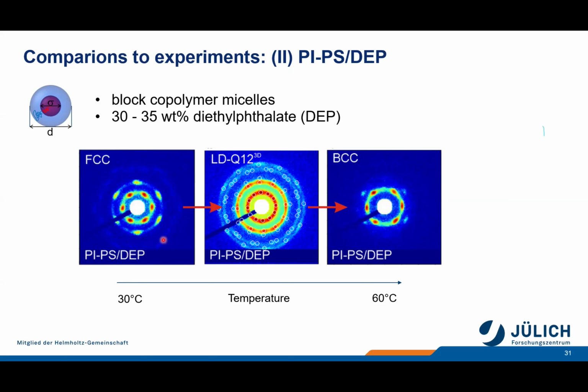And indeed, the same thing here. So this is in this solvent where you need to increase the temperature. So we start with a shear-oriented FCC phase. We heat it up, and sure enough, we get this phase transition to this low-density Q12 phase. And if we keep on heating, we have the expected phase transition to the BCC structure. So this works very well, just according to the phase diagram, for a different system where for sure we don't have specific aqueous interactions and no drying.